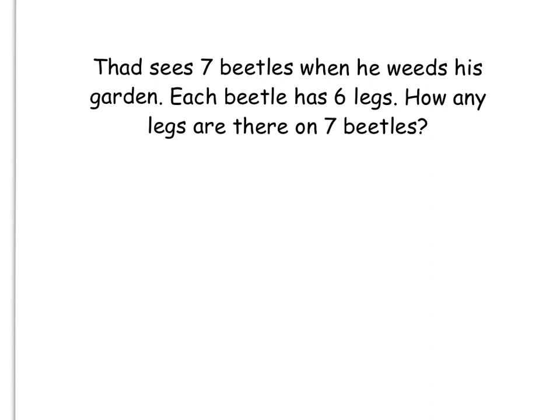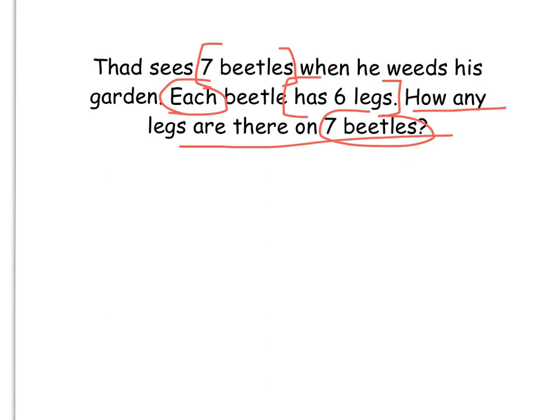So Thad sees 7 beetles when he weeds his garden. Each beetle has 6 legs. How many legs are there on 7 beetles? So I'm trying to figure out how many legs there are on 7 beetles.